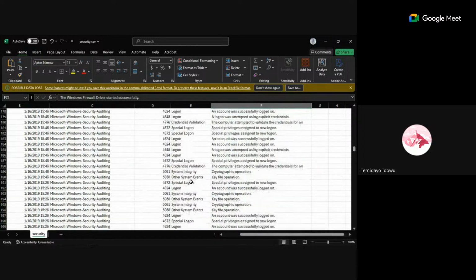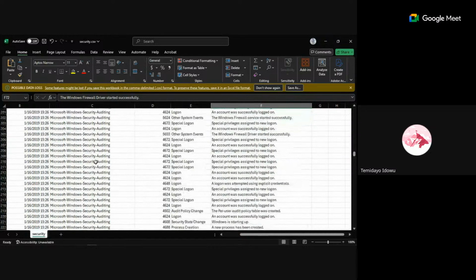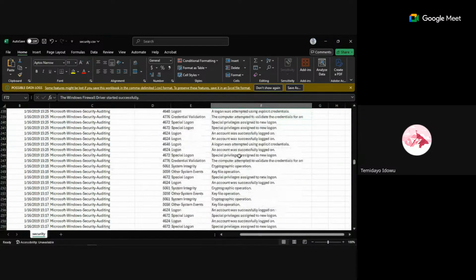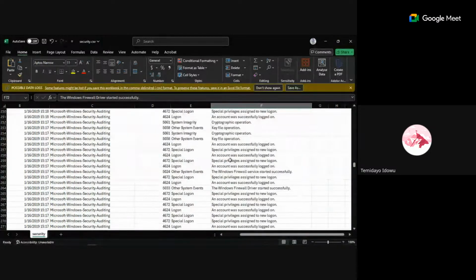So that is just the work of SOC analysts. They are always going through thousands of logs every day, just trying to see, is this network still safe? Is it not safe anymore?